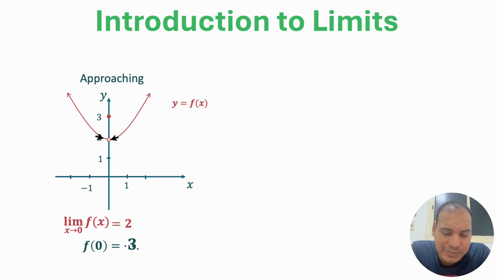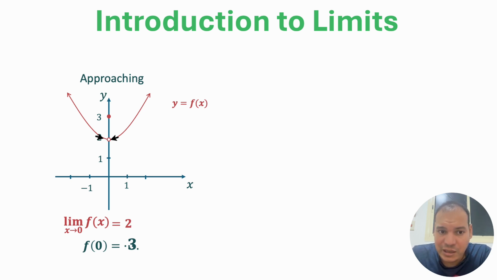I want to explain something here: the difference between the value of the function and the limit of the function. The value of the function when x is equal to 0 is equal to 3 here, because this is the corresponding y coordinate of 0 on the x-axis, while the limit of f of x when x approaches 0 is equal to 2, because the function approaches 2 from both sides, as we did here on this graph.